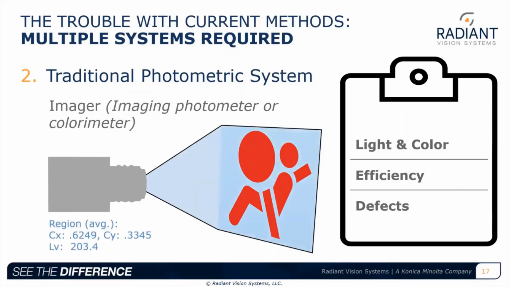Another option is to use a traditional imaging photometer or colorimeter, something that Radiant has been providing for years. In this case, we can calibrate the photometric measurement to obtain accurate and repeatable results. And with the 2D imaging capabilities that we offer, we can measure multiple locations and multiple samples simultaneously, which makes the acquisitions effective. But this option has traditionally left out the key requirement of defect analysis.